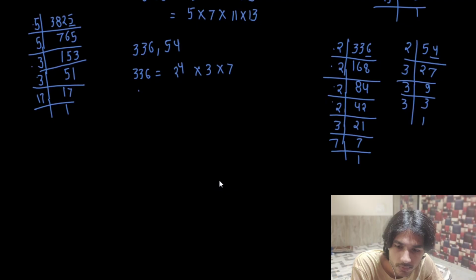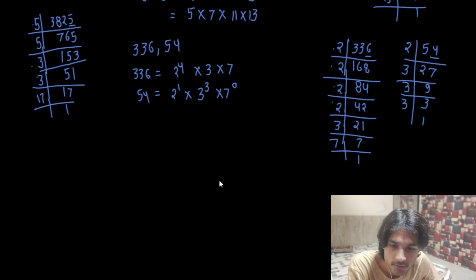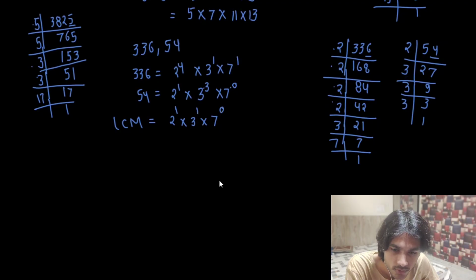So we have 2 to the power 1 multiplied by 3 to the power 3 multiplied by 7 to the power 0. So the HCF of both of these numbers is going to be what? Primes with their lowest power. So here the lowest power between 4 and 1 is 1, 1 and 3 is 1, and 1 and 0 is 0. So it will simply be equal to 2 multiplied by 3 multiplied by 1, which is equal to 6.